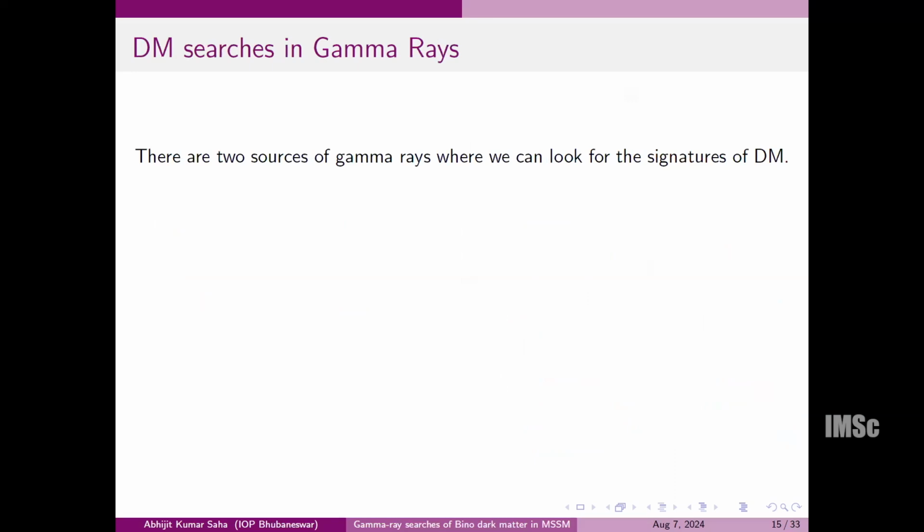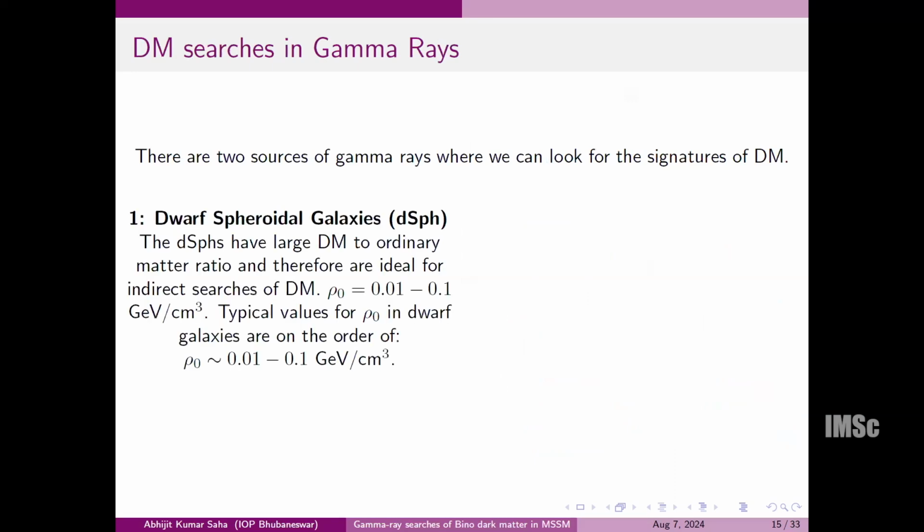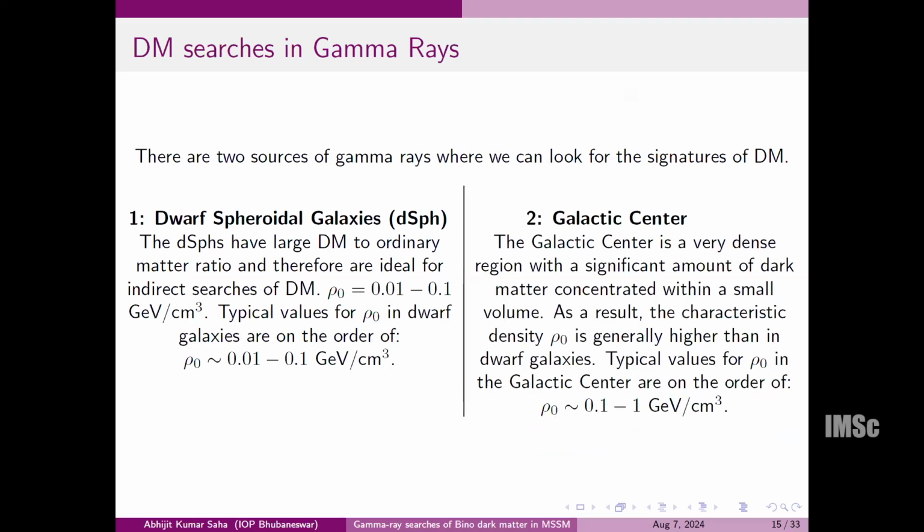So mainly there are two targets where you can look for signatures of dark matter. One is dwarf spheroidal galaxies and the other is the galactic center. Here your background is less, but the dark matter density is a little lower than the galactic center, which has a value of 0.01 to 0.1 GeV per cubic centimeter. The galactic center has a large density, but a very complex structure, like very complex background. The typical value of rho zero is a little higher there.